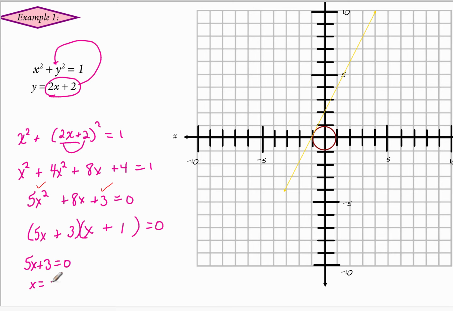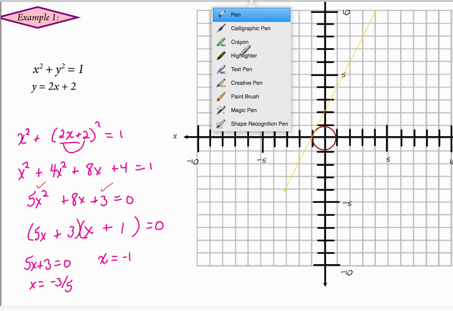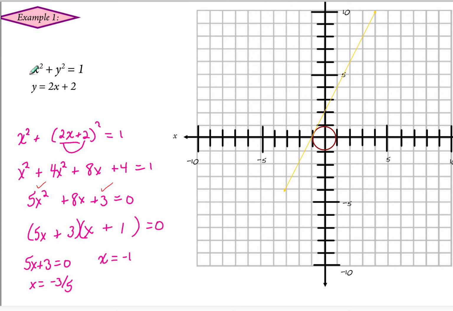I get x equals negative 3/5, and I get x equals negative 1. All right, so that's not your answer because this is a two-dimensional equation. Why is it two-dimensional? Because I have 2 variables, a y and an x. And right now all I've done is find the x. So now I've got to go back and find the y.